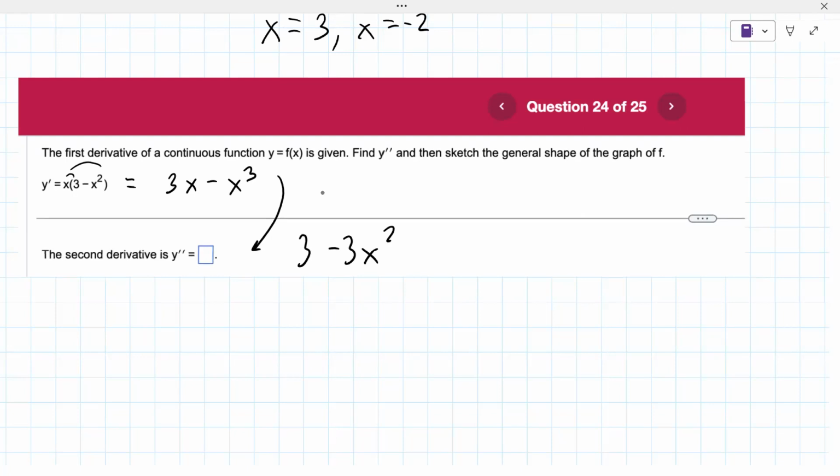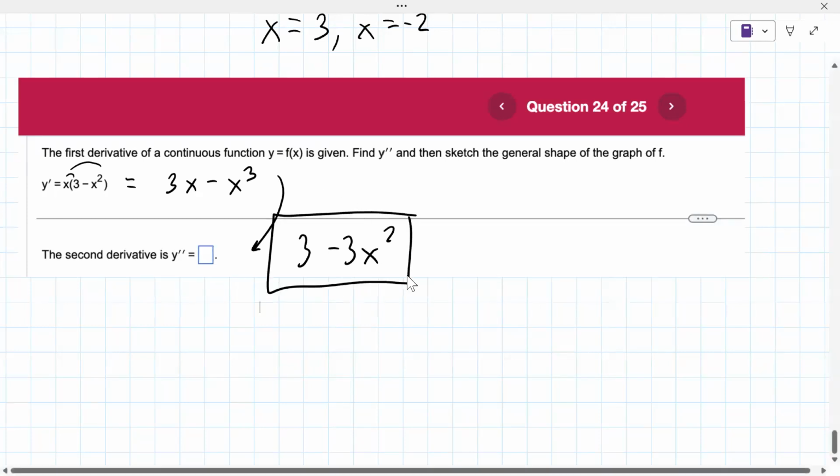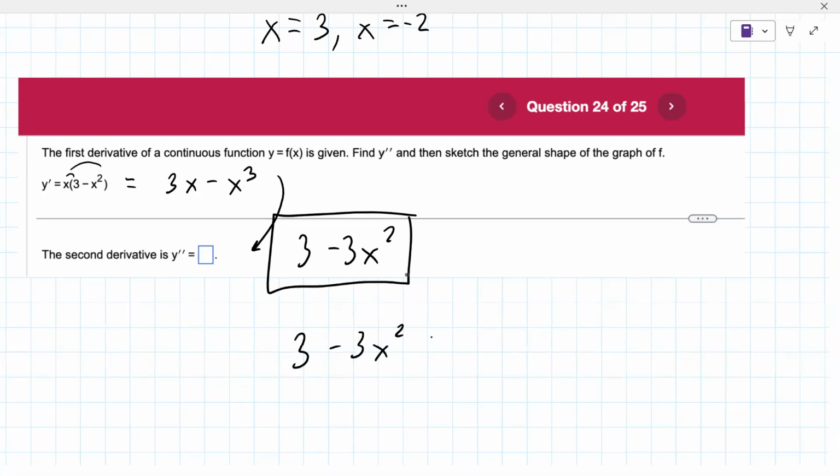Give me just a moment, please. All right, so you got the derivative, that's good. Now, the next thing is to set this equal to 0 and figure out where the possible inflection points are in the second derivative. So there's going to be 2 x values.